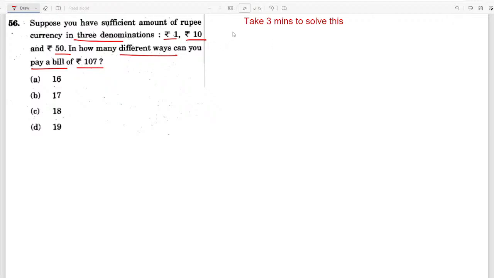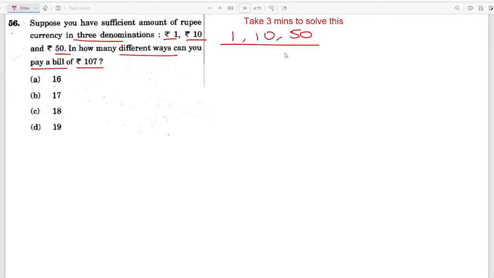So there is this 1 rupee, 10 rupees and 50 rupees, and they're asking how many ways in which you can pay the bill. Yeah, Dipti, you have to spend some time. You have to read the question and think about this for at least 5-10 minutes, then you'll get the idea.